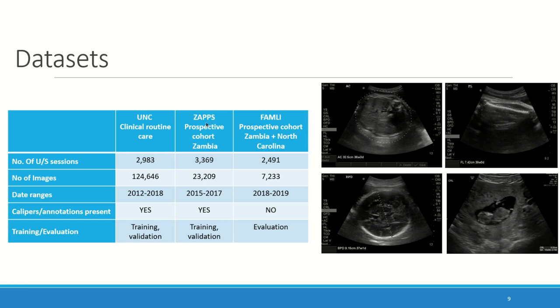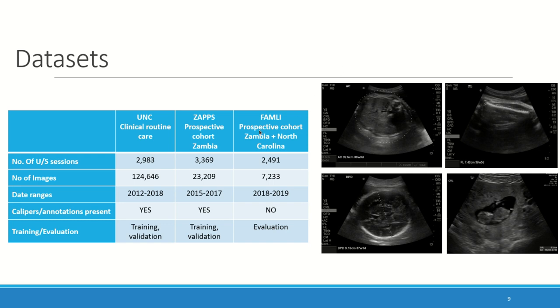We have another dataset, our SAPS dataset, a prospective cohort from Zambia, acquired in University Hospital in Lusaka, Zambia. We have 3,300 sessions with 23,200 images from dates from 2015 to 2017. They have calipers in them, and these images are used for training and validation.